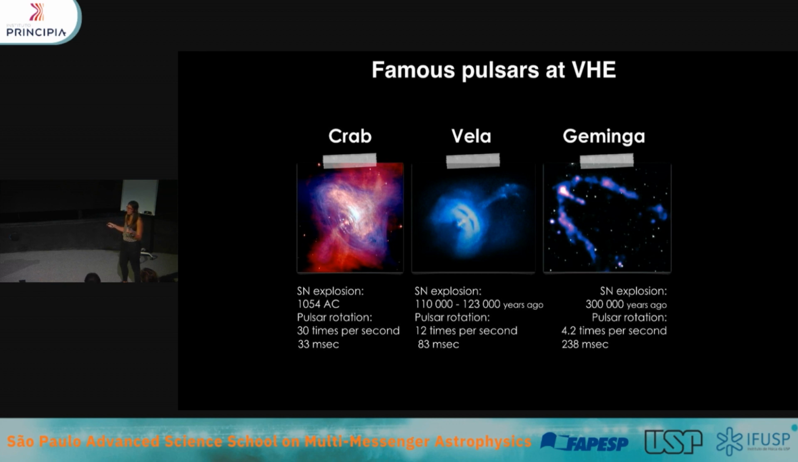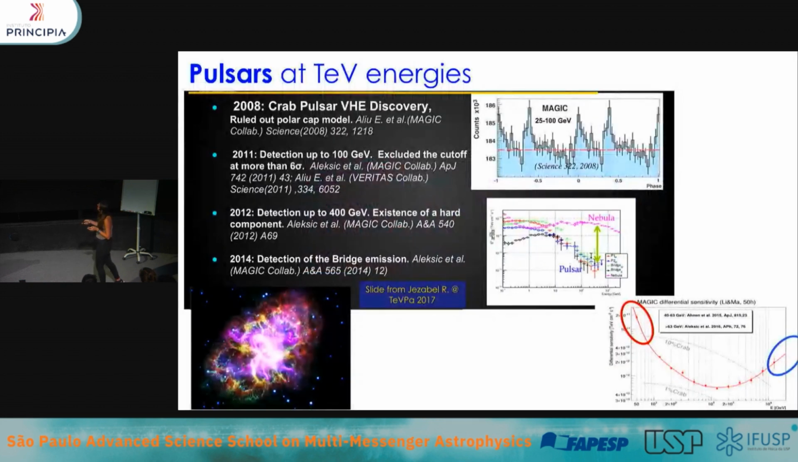It exploded in 1050. Vela is an intermediate age pulsar. And Geminga is a very old one. It has about 300,000 years. And you can see that the rotation periods are completely different. So it's actually pretty cool that we have detected three pulsars so different among each other.